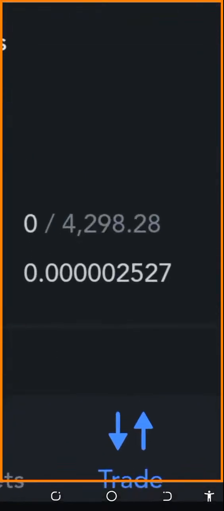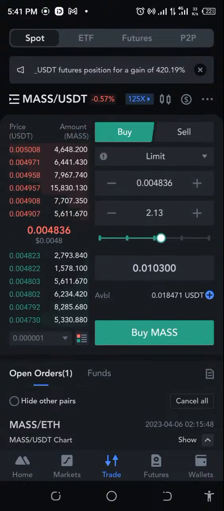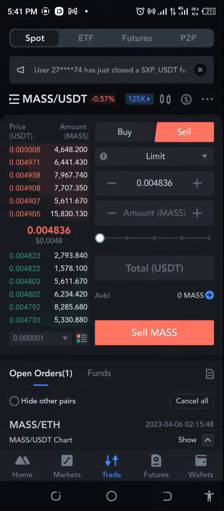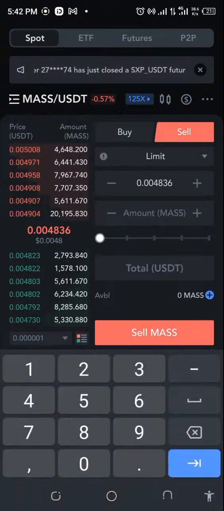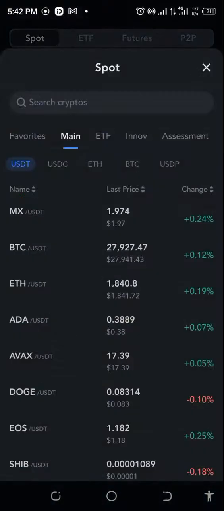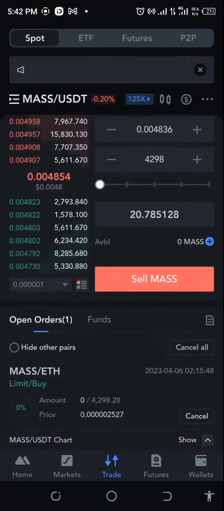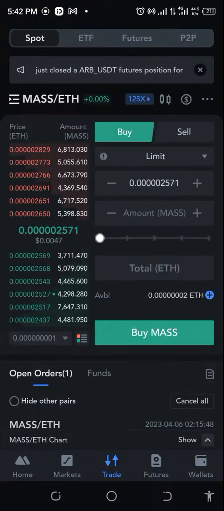How much do we have? We have 4298. So if I click on sell, right, and I put 4298 quantity, 4298. Okay, I'll still make profit. So that is obviously sure that I'm going to make profit. But the main issue here is to be able to get MASS ETH at the price. So I'm still thinking, if I click on this, it's going back to MASS ETH. This is the problem.